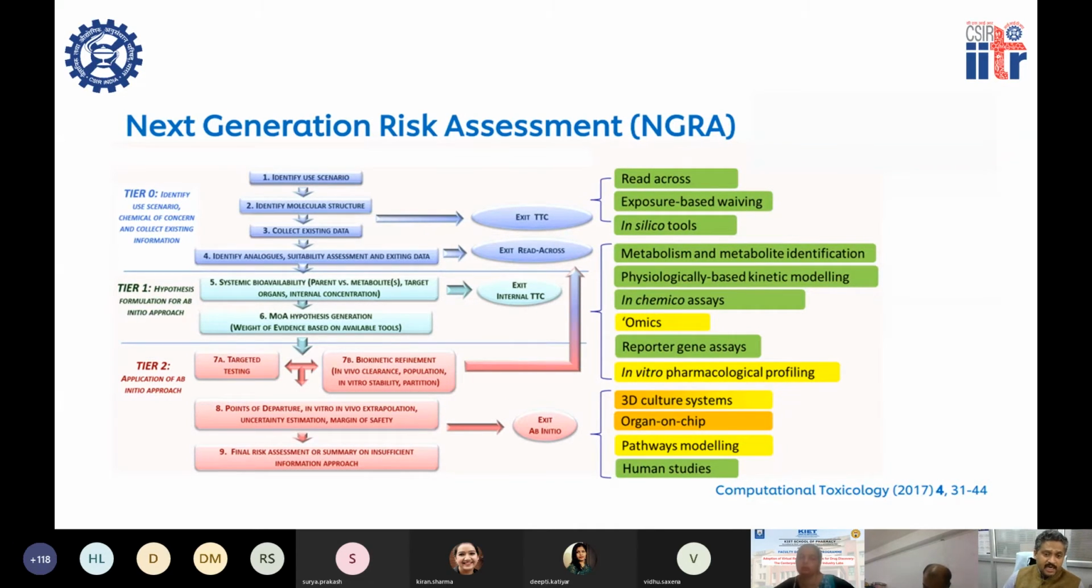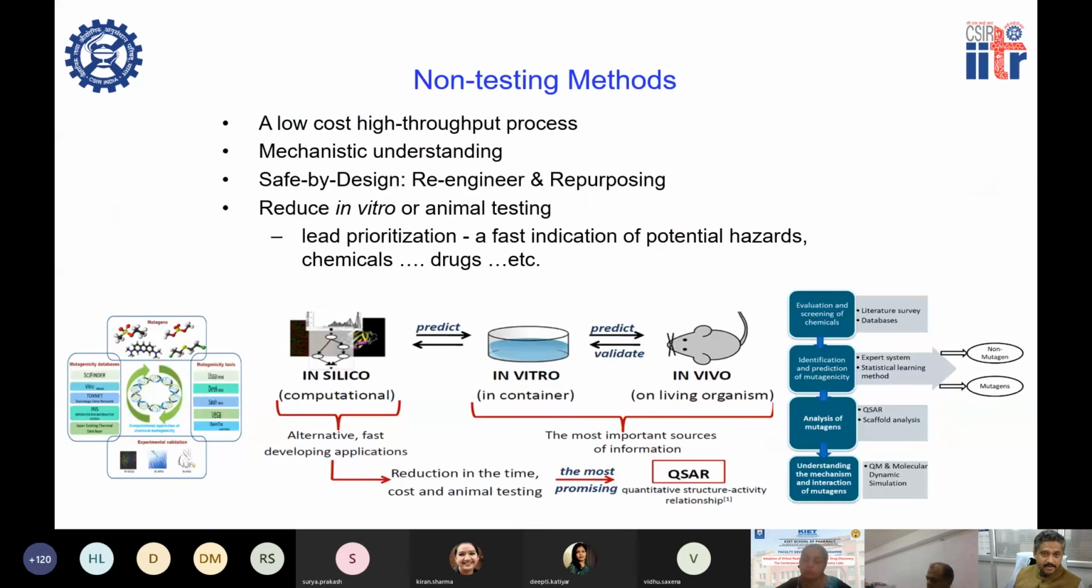First we start with in silico approaches: identifying the scenario, identifying the molecular structure, collecting the existing data, and doing a clear screening with computational chemistry based approaches. Then you can go further, refining the process. That enables a much more sophisticated and targeted next generation risk assessment, rather than going through all sorts of testing processes. This is one of the very important things we are currently working on and integrating with our experimental groups in CSIR.